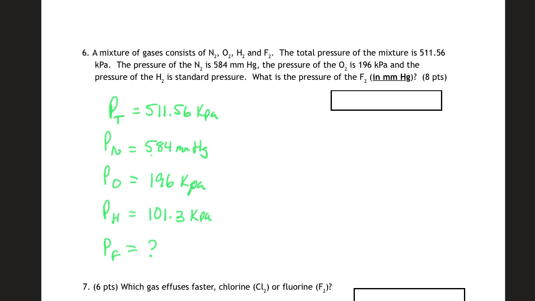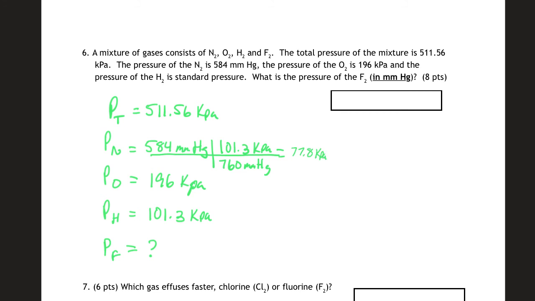Pretty easy problem, but the first thing I've got to do is make sure that all these are in the same unit. So this one needs to be converted. There are 760 millimeters of mercury equal to 101.3 kPa. So I'm going to convert that to kPa. Put it in my calculator, fraction button, 584 times 101.3 on the top, divided by 760 equals, and I want 3 significant figures, so that's going to be 77.8 kPa.